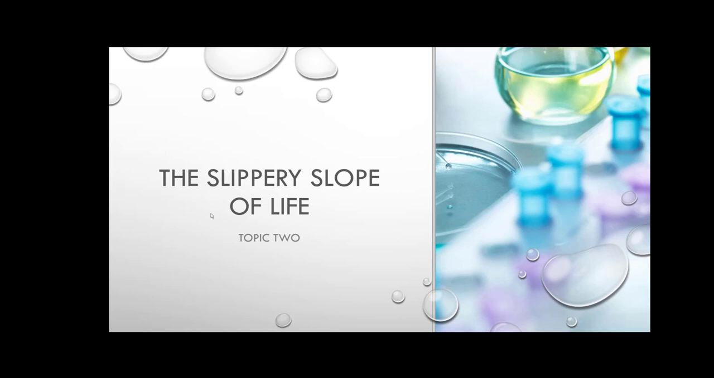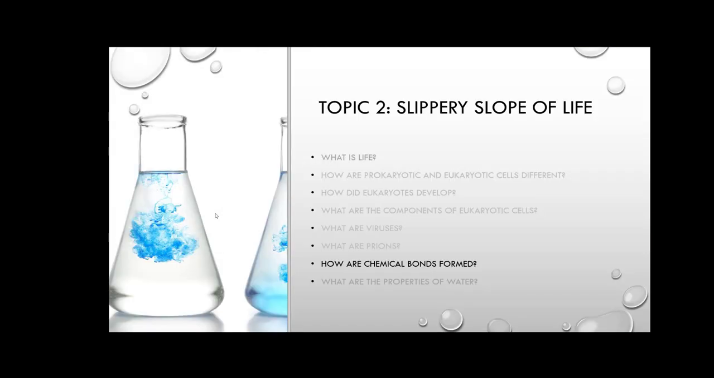Welcome back, everyone. We're back into topic 2, the slippery slope of life. And so now that we have an idea of what cells are, we're going to get into a little bit of chemistry now. So we're going to start out with how chemical bonds are formed in part 6 of our topic 2.